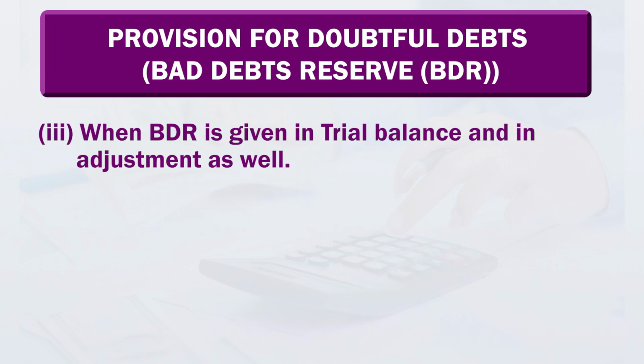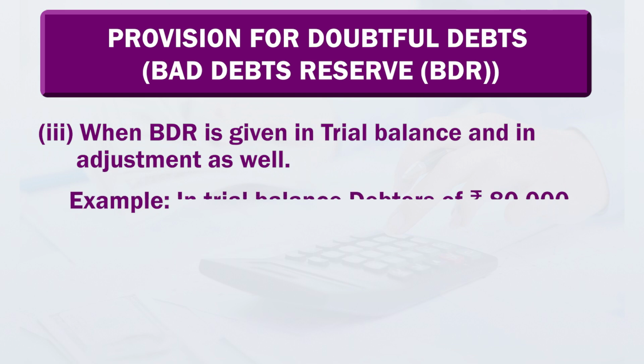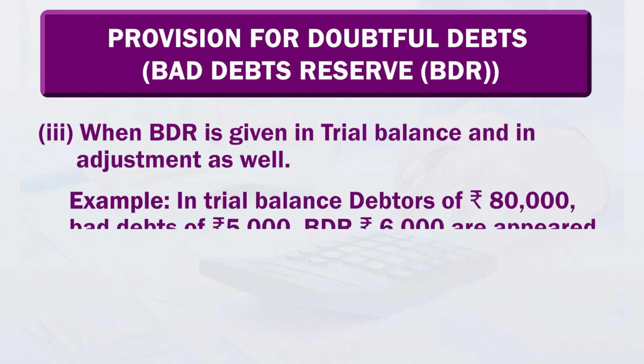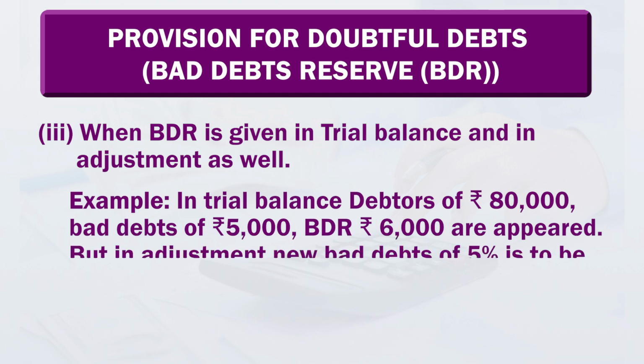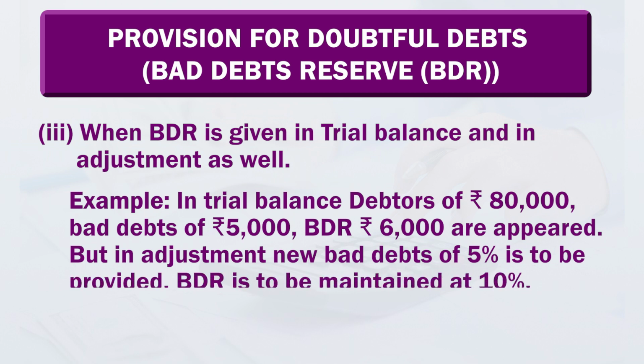When BDR is given in the trial balance and in the adjustment as well, this is also an important point, friends. Let us understand the situation with an example. In the trial balance, debtors of rupees 80,000, bad debts of rupees 5,000, and BDR 6,000 appear. These are three items which already appear in the trial balance, but in the adjustment, new bad debts of 5% are to be provided, and BDR is to be maintained at 10%.